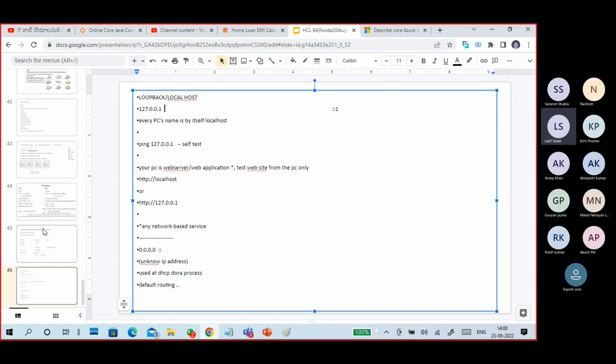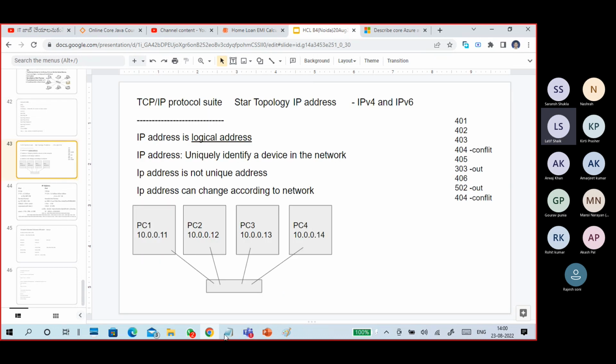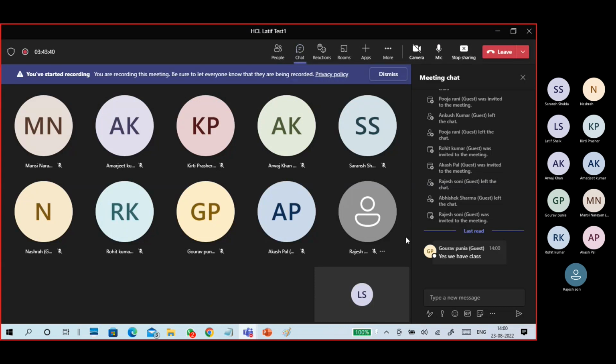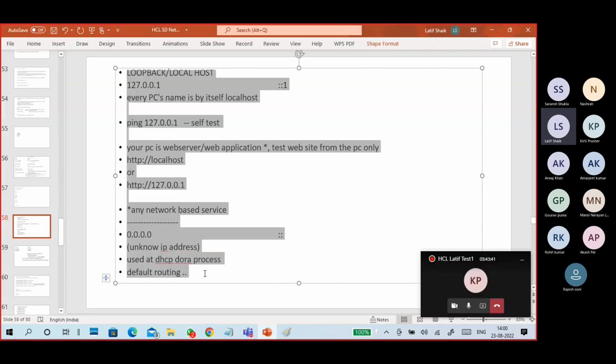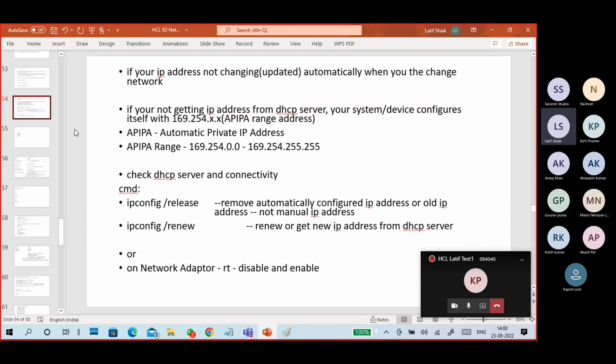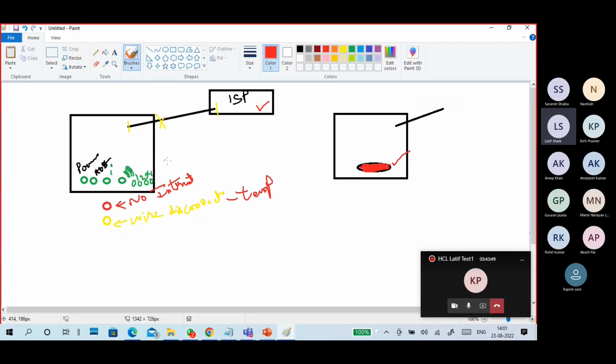So I have a diagram here. Where is the diagram I have written? Yeah, I know that one. Where I put the PCs, not here. I put PCs anywhere, yeah, it is okay. I will put it here.